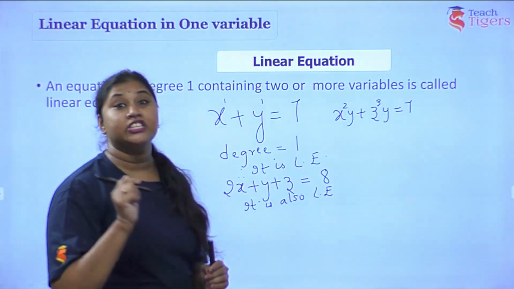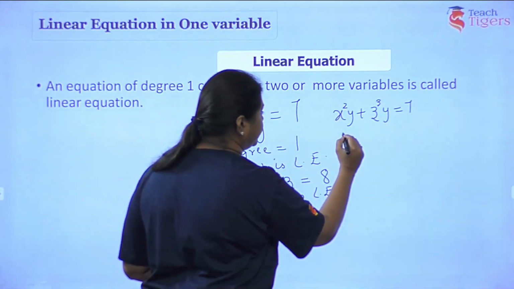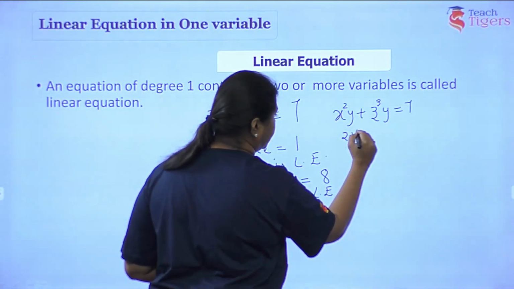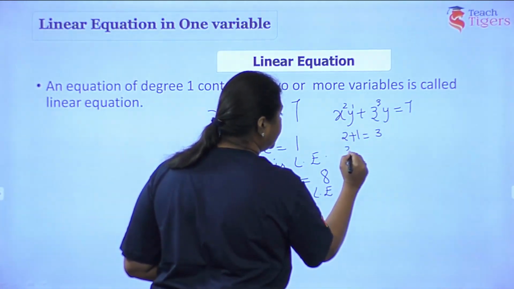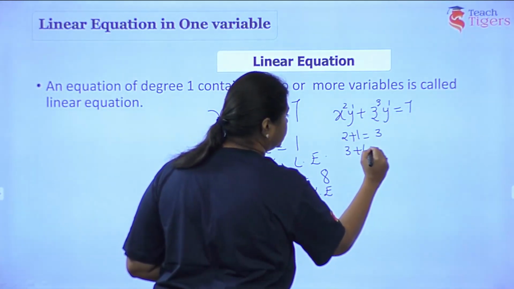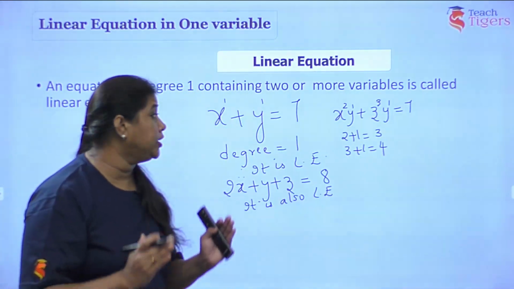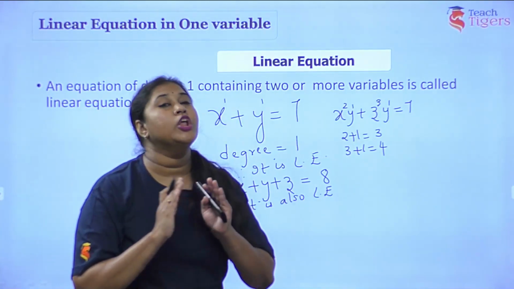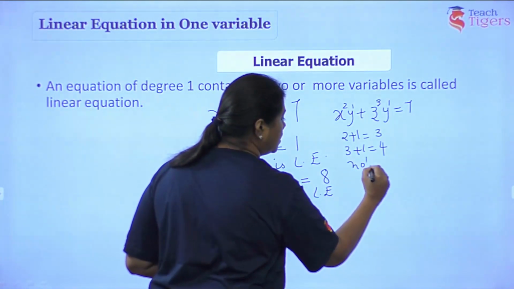Yes, you're right. It is not an equation. Why? Because if you see the degree, in the first term it is 3 because 2 plus 1, and here 3 plus 1 is 4. So the degree of this particular equation is 4. Therefore, it is not a linear equation. Not a LE.